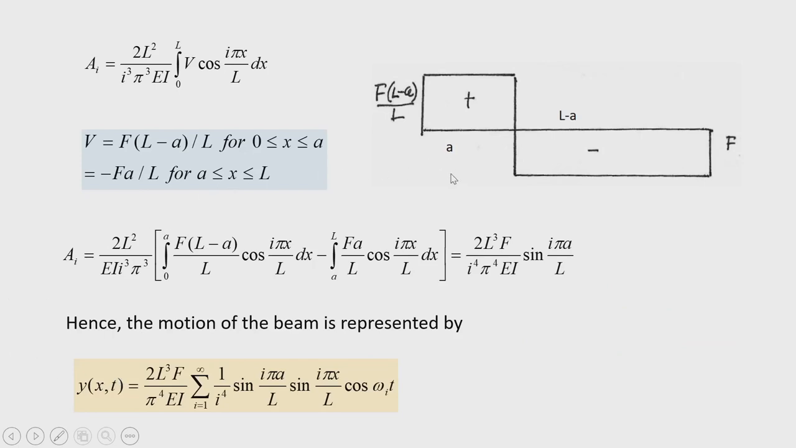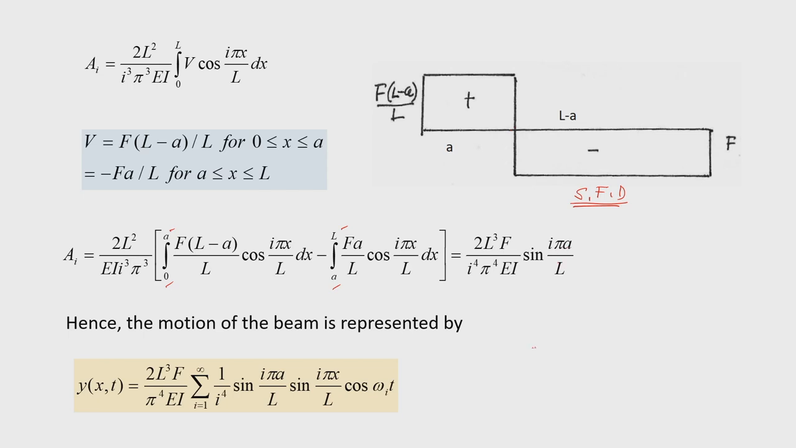So here is the shear force distribution, that is, the shear force diagram over the beam length, SFD. And this is the region of the shear force that we have talked about, and the integration has to be done in two parts, two regions: one is 0 to a and a to L. So the final result is A_i equal to 2L³F divided by i to the power 4 pi to the power 4 EI, sin(i pi a/L).